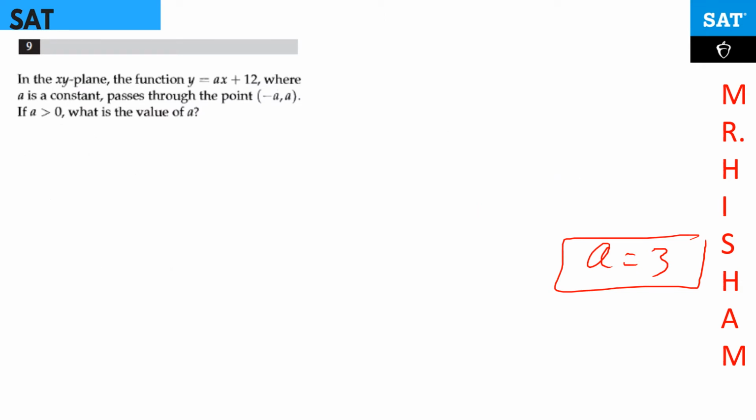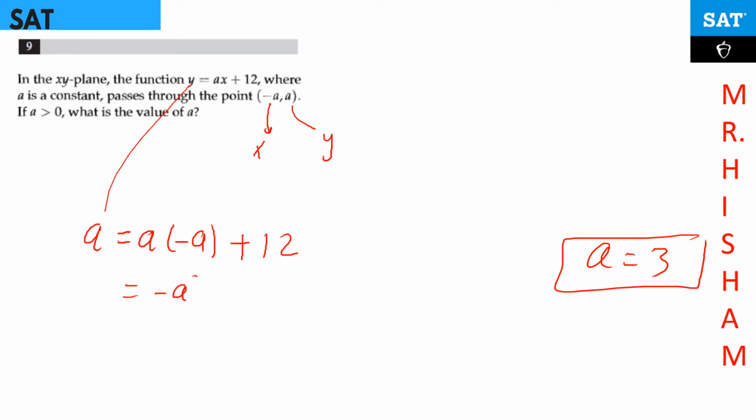In the xy-plane, the function is y equals ax plus 12, where a is a constant. So negative a and a means that I'm going to replace x with negative a and y with a. So replace y with a: a is equal to a multiplied by negative a plus 12. A multiplied by negative a is negative a squared, plus 12, is equal to a. By moving these to the other side, a squared plus a minus 12 is equal to 0. I need to factorize here.